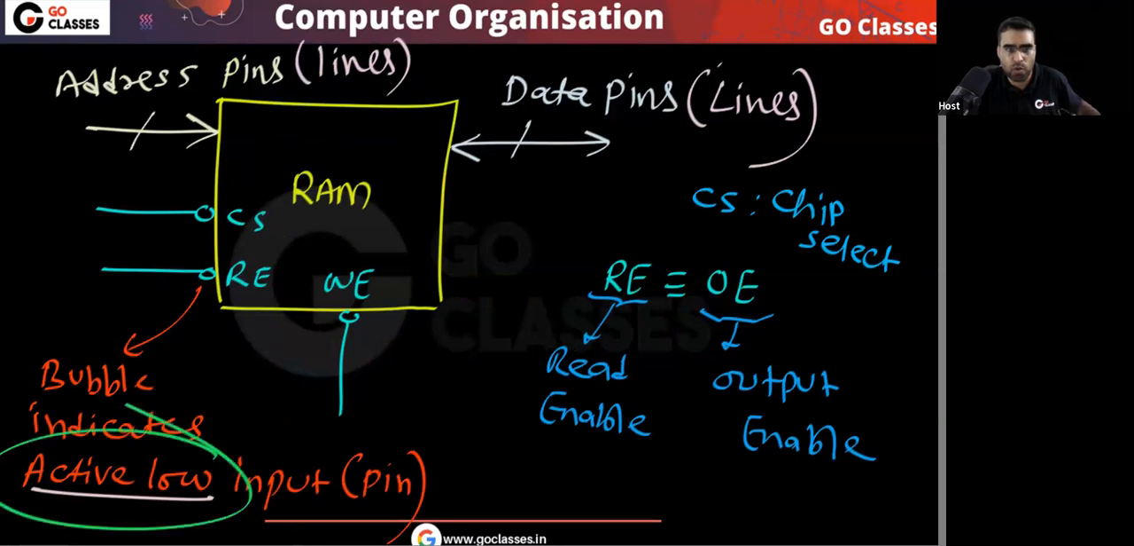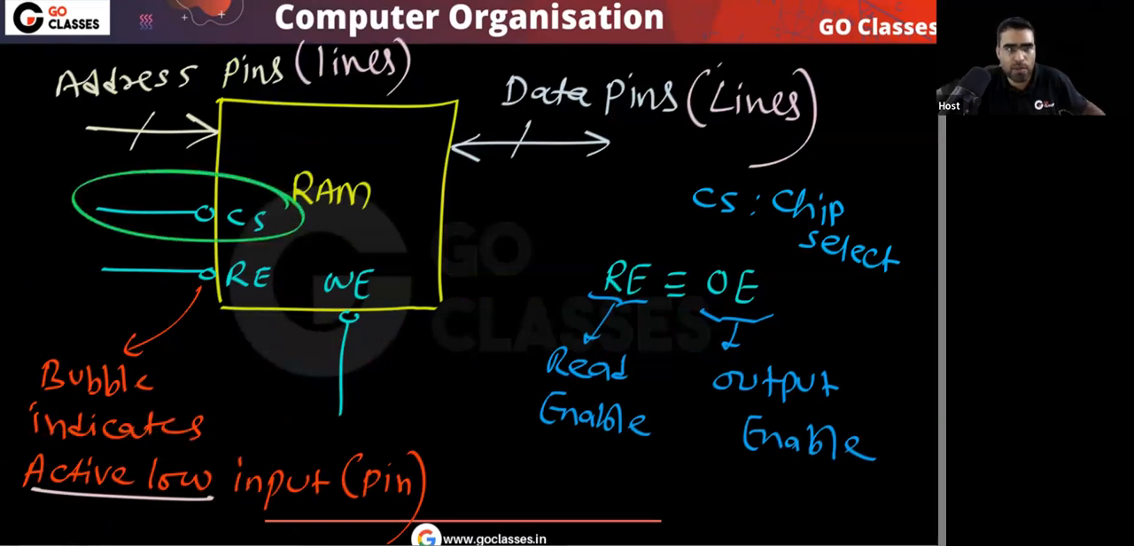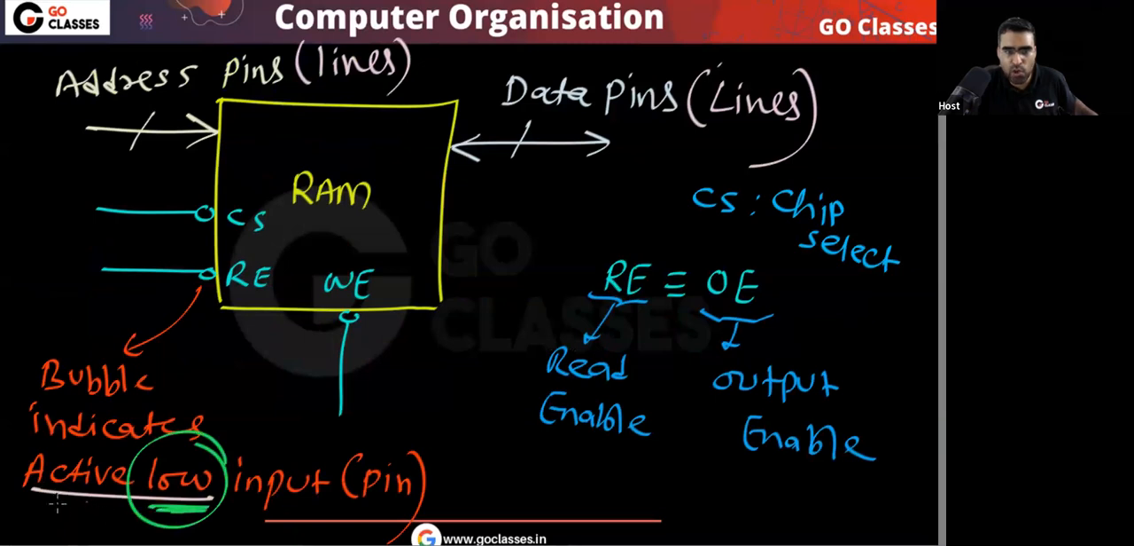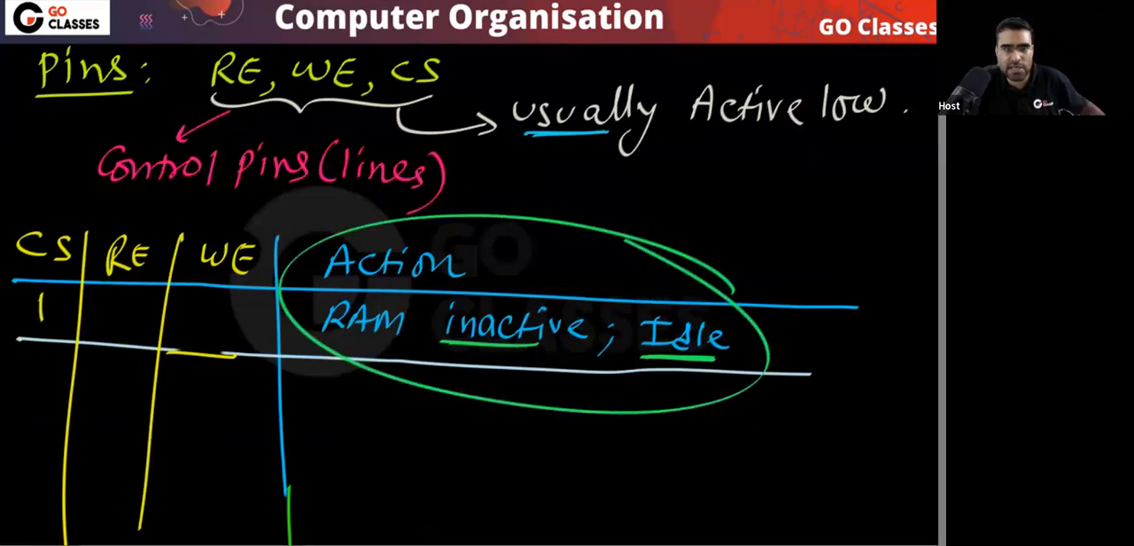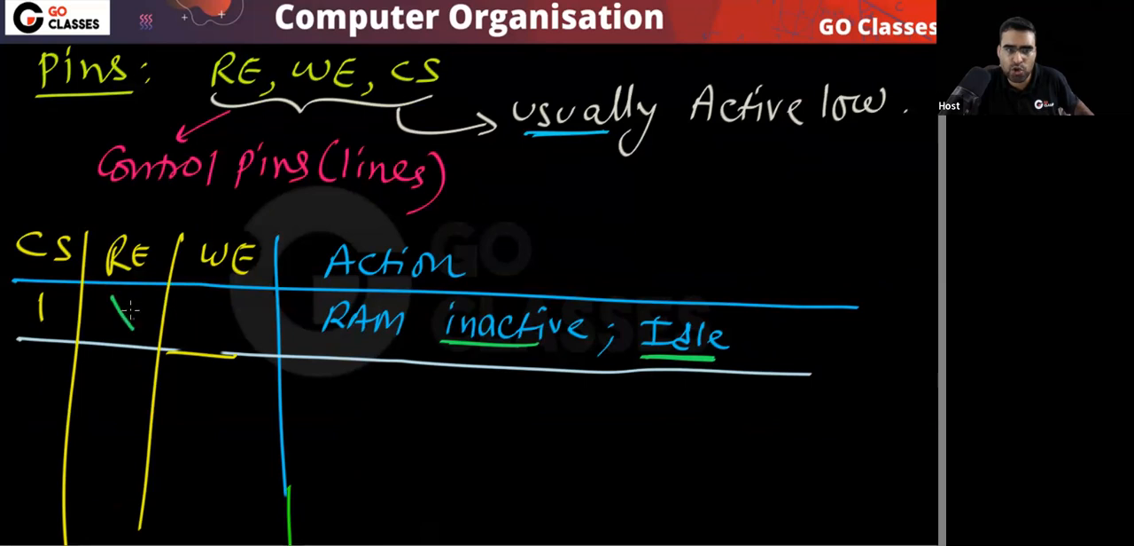Remember, this chip select input is active low, meaning when you apply 0, then this will be active. Active low means when it is low, then it will be active. Otherwise, if I apply 1, then this RAM will be idle, inactive. So when chip select is 1, it does not matter what you apply on the read enable or the write enable. They don't care.